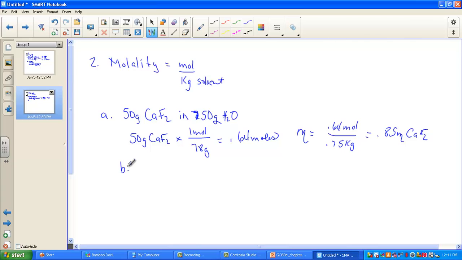Let's read for the letter B. What is the molality of a solution formed by dissolving 50 grams of carbon tetrachloride in 100 mils of benzene? Density of the resulting solution can be found as 0.847. This looks a little more involved.